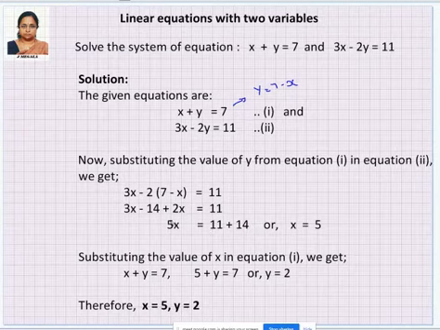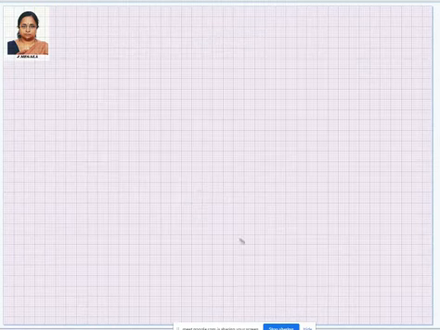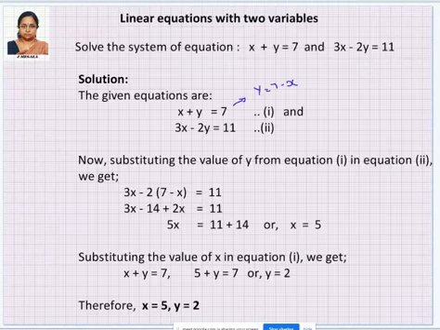Now when you get x equal to 5, again go back to any one of these equations, and this is the simpler one. So we can take this equation and substitute this value of x. In the first equation, you substitute x is equal to 5, and then you can see 5 plus y equal to 7, therefore y equal to 2. So the answer is x equal to 5 and y equal to 2. I think with this we are completing this.